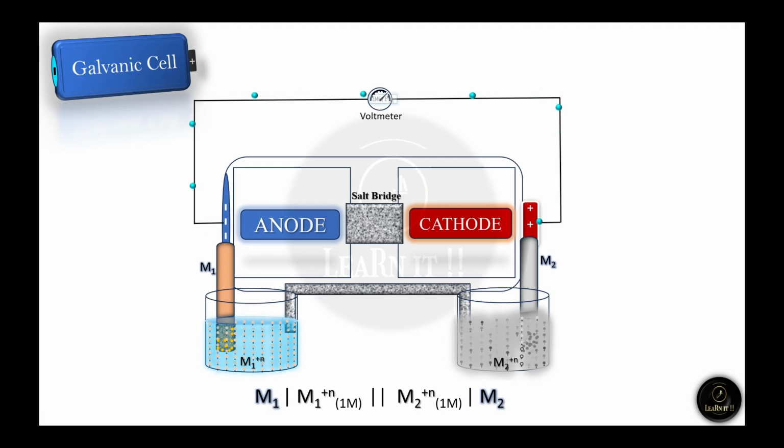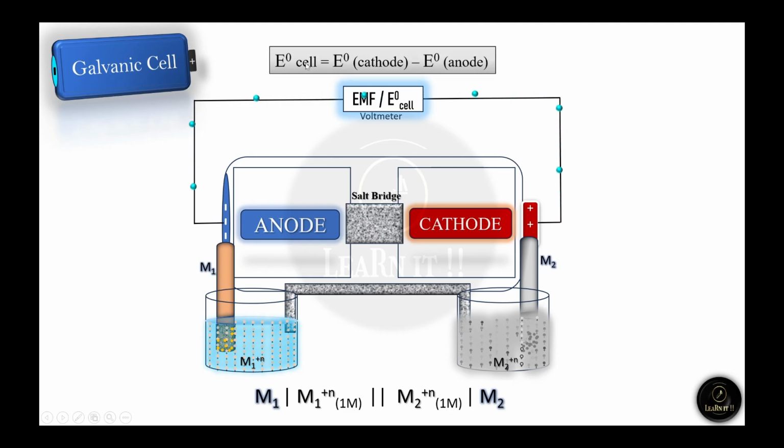reading of the EMF or E0 of the cell, which is calculated by the formula E0 of the cell is equal to E0 of the cathode minus E0 of the anode. So where do we get these E0 of cathode and E0 of anode? From the electrochemical series.